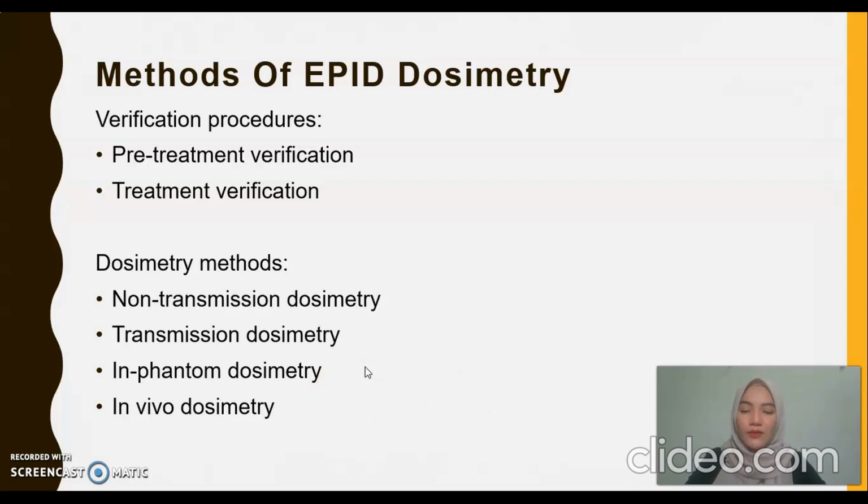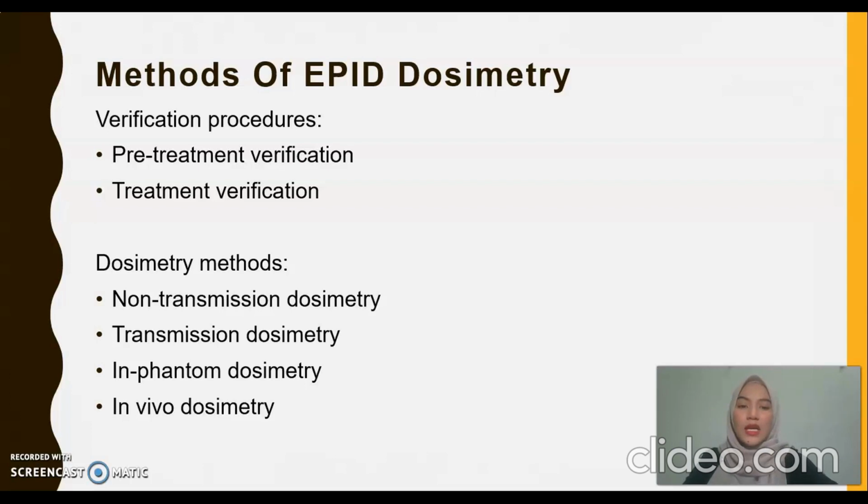For in-phantom dosimetry, measurement or determination of the dose inside a phantom. This type of dosimetry is rarely performed with EPIDs, but included for our extra knowledge. This can be the dose at points, lines, planes, or volume within the phantom.